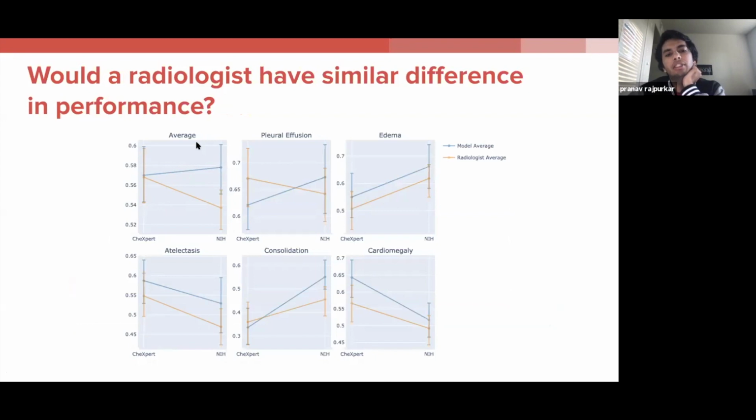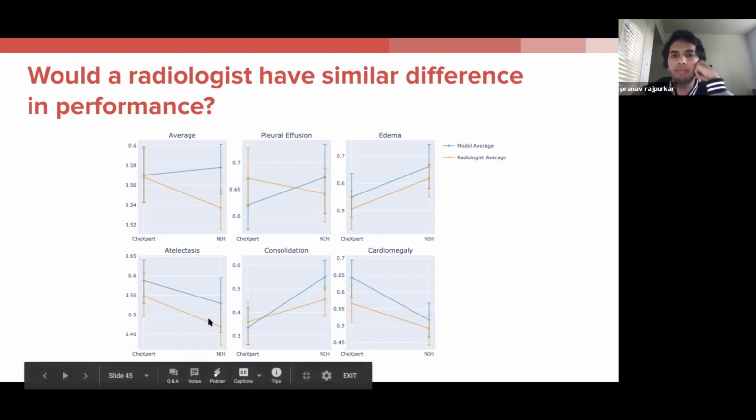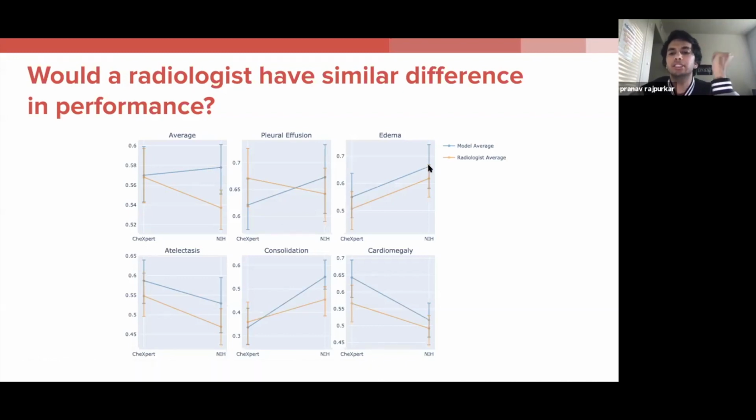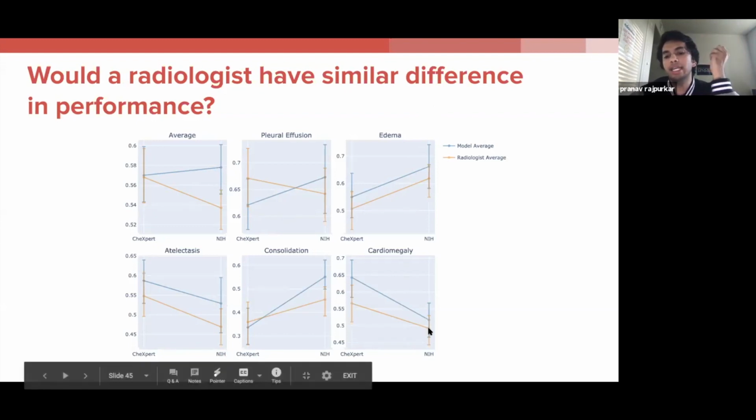Let's just see across the different diseases, does the model have a difference in performance, which is also reflected by the radiologist? And this just makes a lot of sense now, that if we do see an increase here it might be because this hospital's cases are just easier and a radiologist also gets better. Or cases for cardiomegaly in this other hospital are just much harder. So both the models and the radiologists suffer.